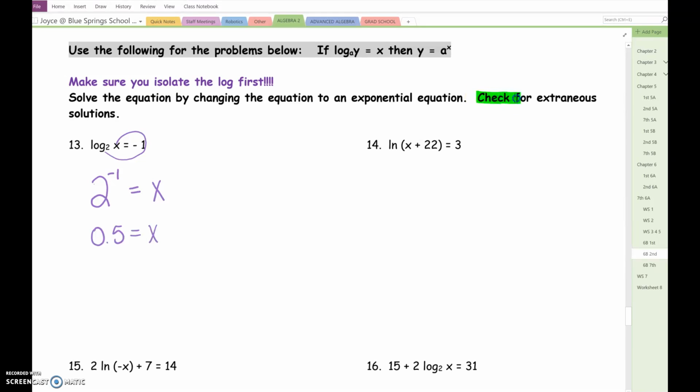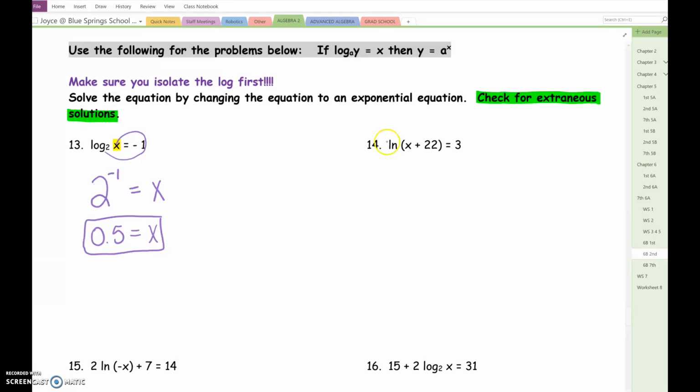Notice the directions still say check for extraneous solutions. Anytime you're dealing with logarithms, we can't put negative numbers inside of a log. So check right there. If I put 0.5 inside this log, it's positive. That is fine. So 0.5 is our answer.